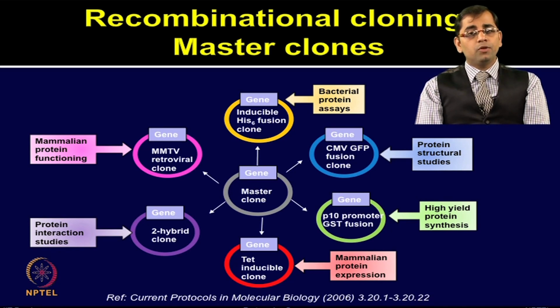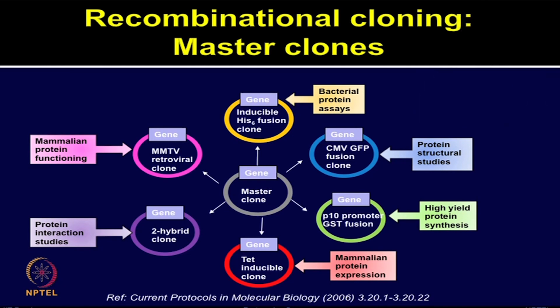So, there are various types of vectors which one can make use of. One can transfer the gene of interest from these master clones to a variety of vectors depending upon their applications. The recombinational cloning provides you the flexibility and opportunity to perform multiple experiments once these clones are available. I will now provide you a glimpse of high throughput cloning.